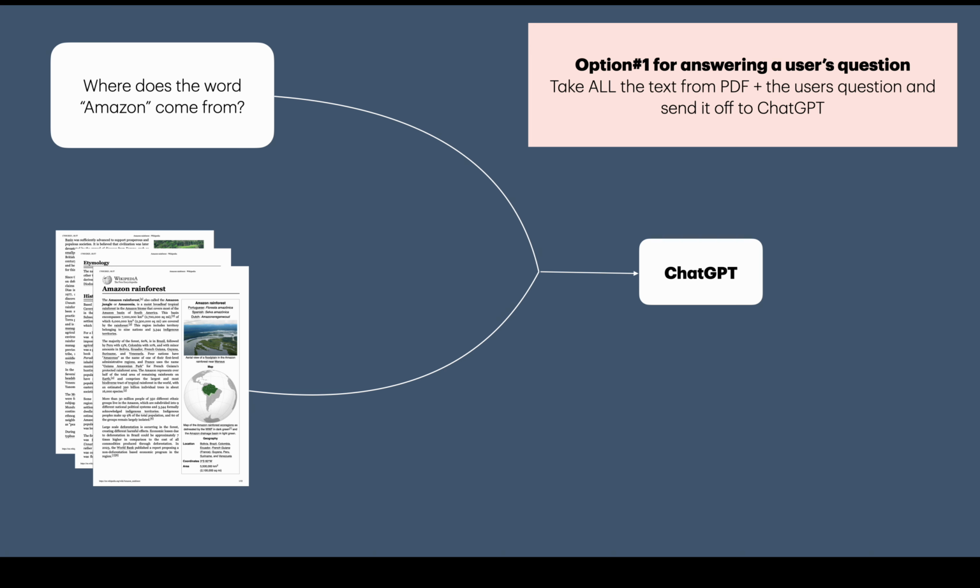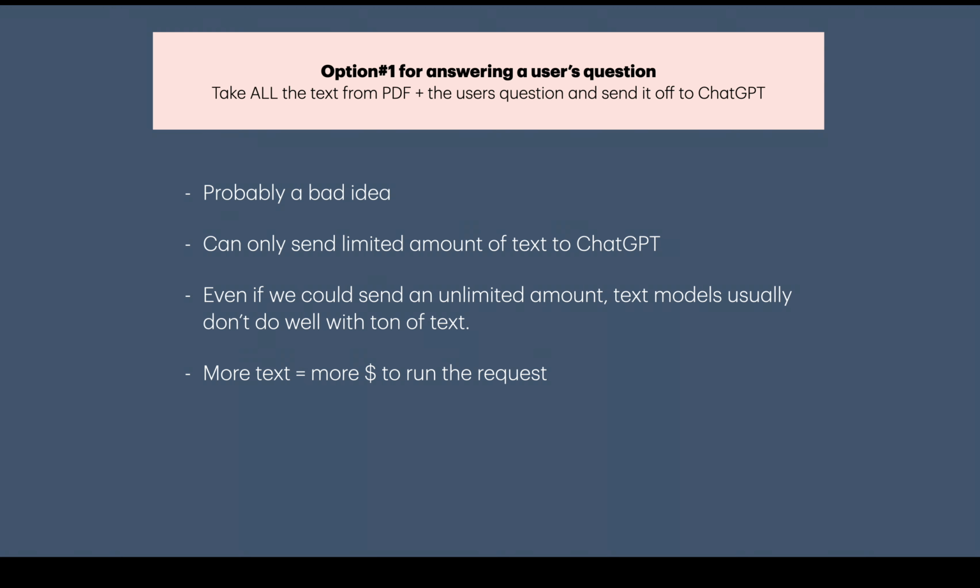Now, like I said, this is not going to work out too well for a couple of different reasons. First, we can only send a limited amount of text to ChatGPT. If you send anything longer than that, ChatGPT is just going to immediately throw an error, and I can prove that to you easily. If I go over a PDF and copy everything, paste that into ChatGPT and put in my question, where does the word Amazon come from? Very quickly, we'll see that it goes into an error state.